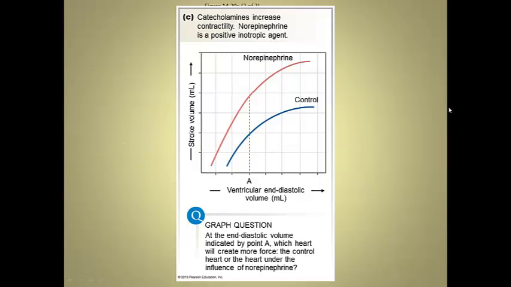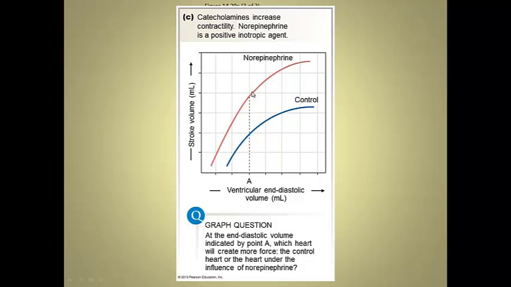And we can look at this graphically. What we have here is, again, the Starling curve. The control is the same we saw 2 slides ago. That's just showing us that as EDV increases, stroke volume also increases. As we stretch the myocardium, it's going to contract more forcefully and eject more blood.